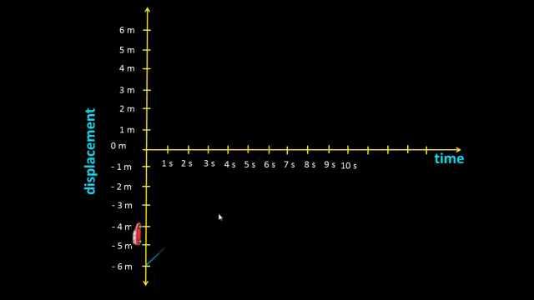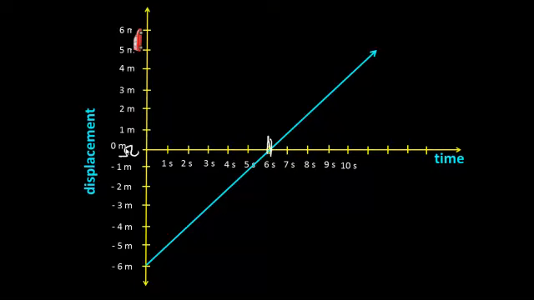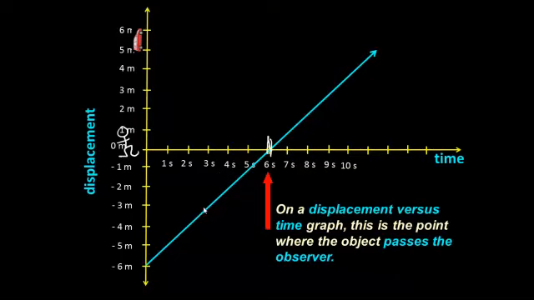Now, one last example is we could have a car that sweeps out a line that looks like this, and this point right here represents the point at which the object passes the observer. Notice the car continues to move in the same direction even as it passes the observer. And in this case, the displacement is always going to be positive, because it's always moving first towards the observer and then past the observer.